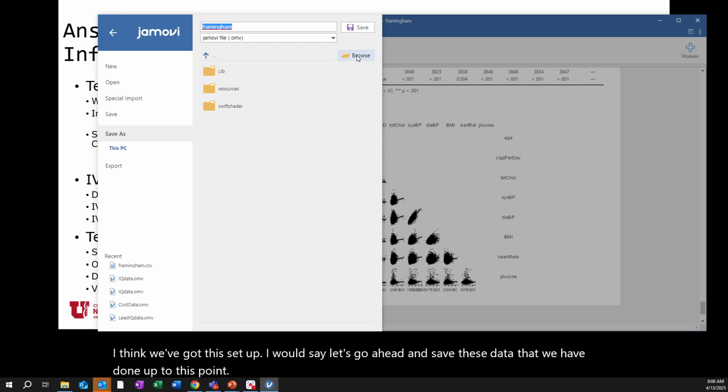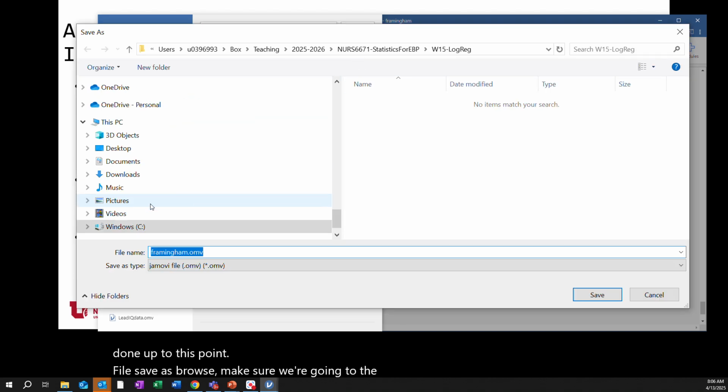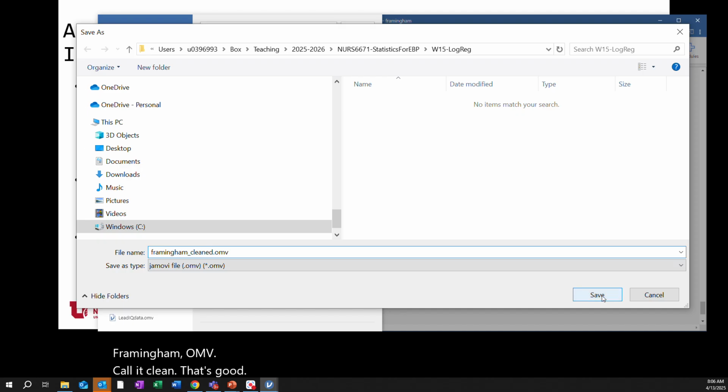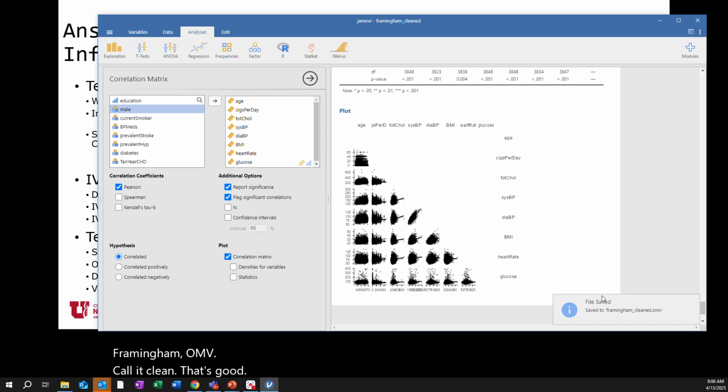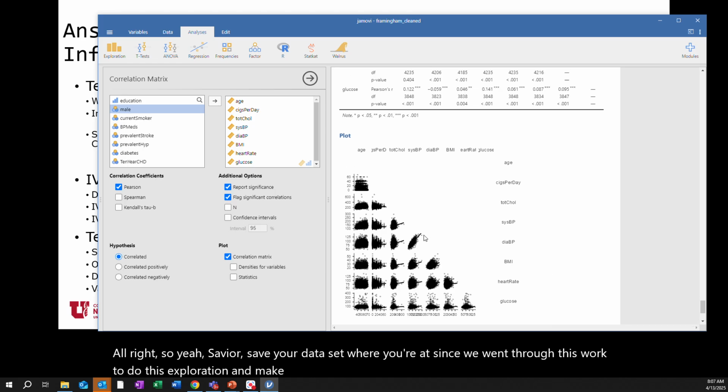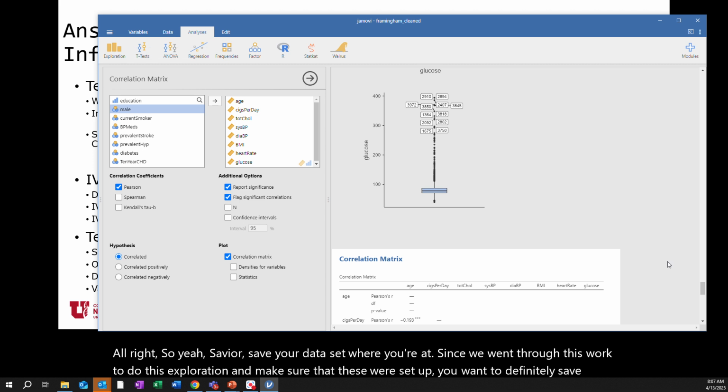File, save as, browse, make sure we're going to the right place, and Framingham OMV. Call it cleaned. That's good. All right, so yeah, save your data set where you're at. Since we went through this work to do this exploration and make sure that these were set up, you want to definitely save that. And I'll see you guys in the next video.